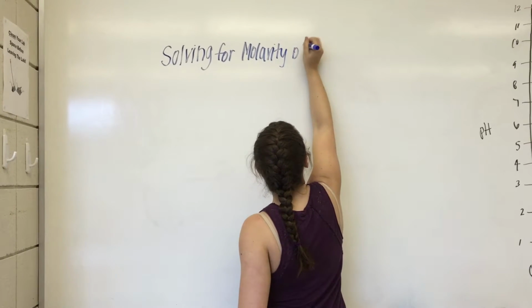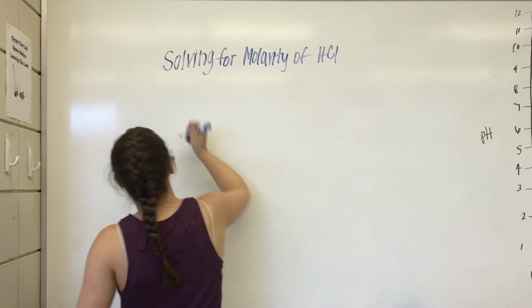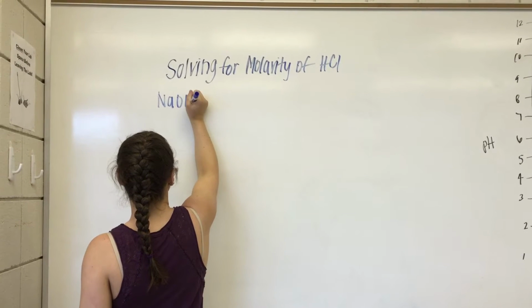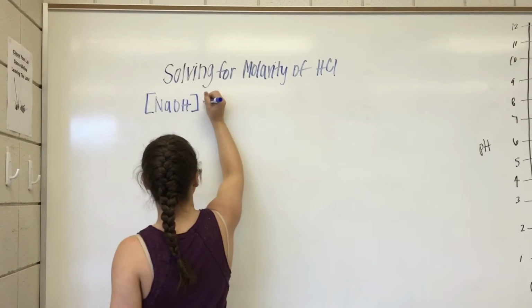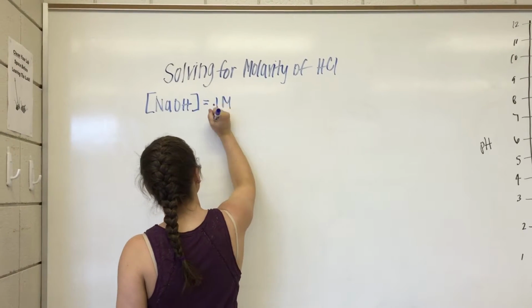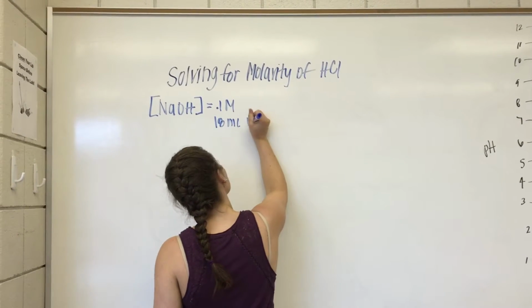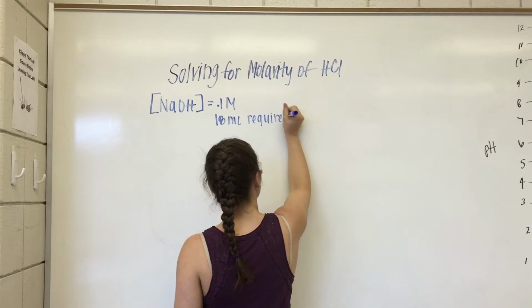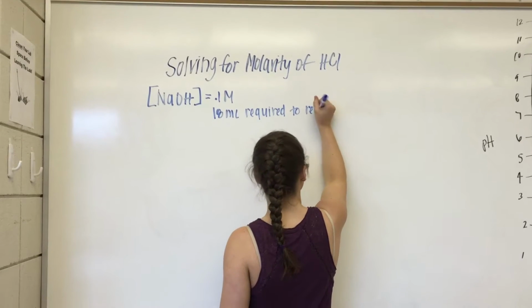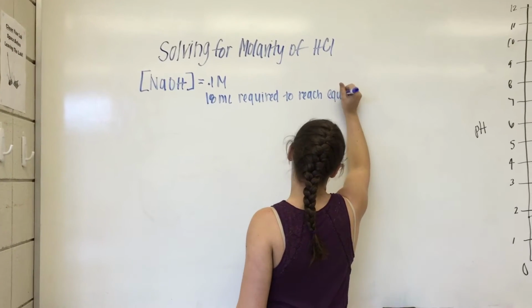We will now solve for the concentration of the unknown acid. The initial concentration of the base was 0.1 molar. It required 18 milliliters of this base to reach the equivalence point. Olivia will now write the formula for molarity.